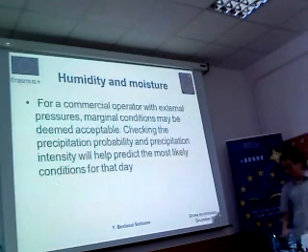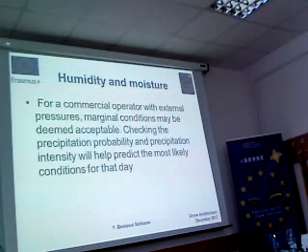And for the commercial operator with external pressures, the marginal conditions may be deemed acceptable. So we have to check the precipitation probability and precipitation intensity to predict the most likely condition for that day.